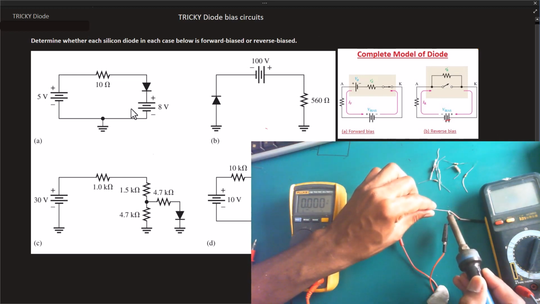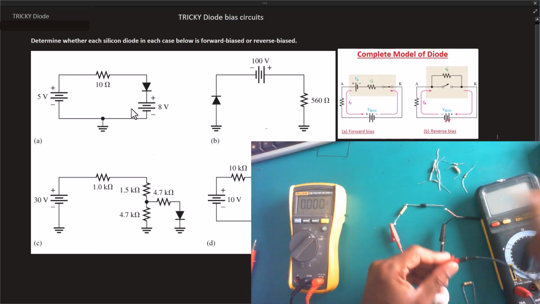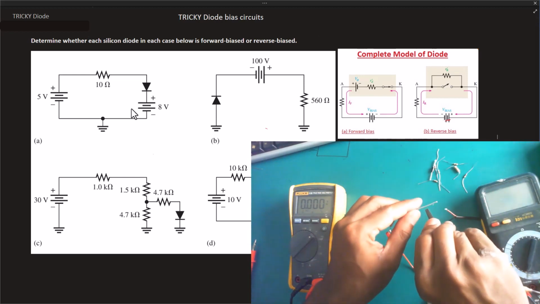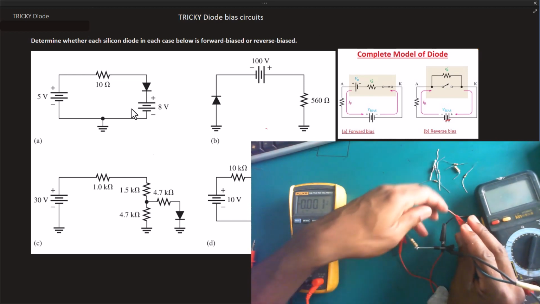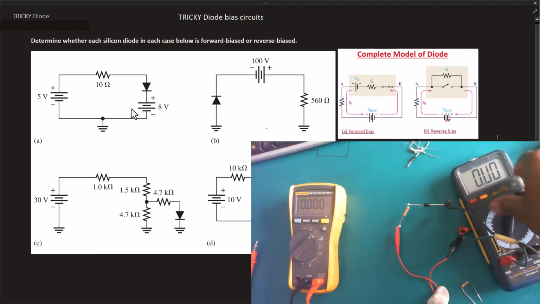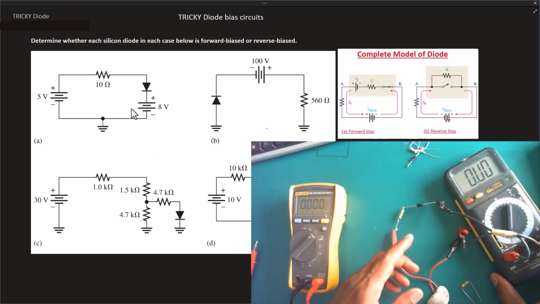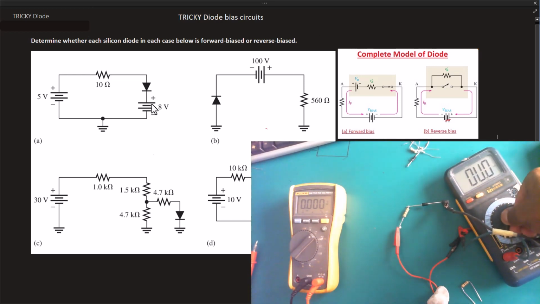So I'm going to disconnect here, and I want to connect an ammeter in series so that I can basically measure the current flowing through the circuit, if there is any current. So I've cut off the circuit and I've placed my multimeter in between the diode cathode and the 8 volt power supply. Okay, so now I place my multimeter on an amp reading.